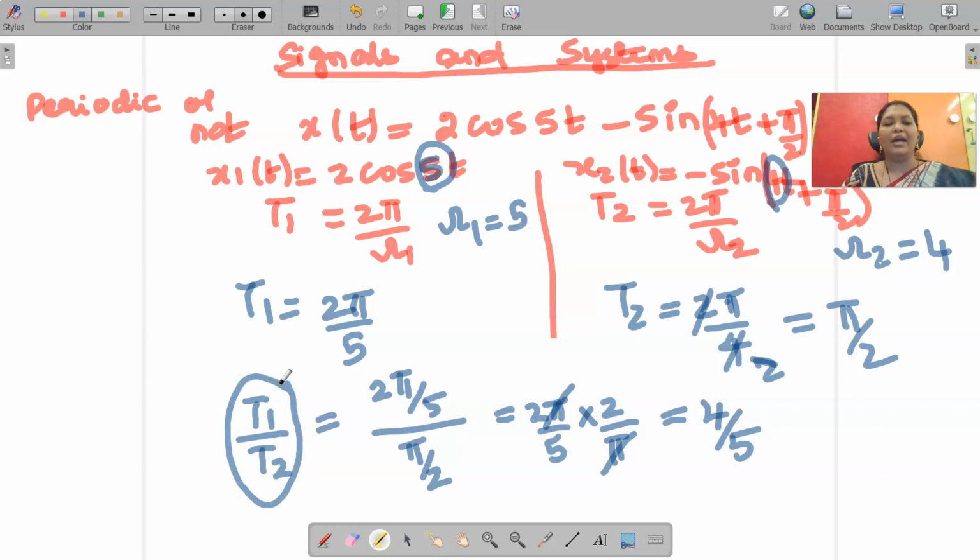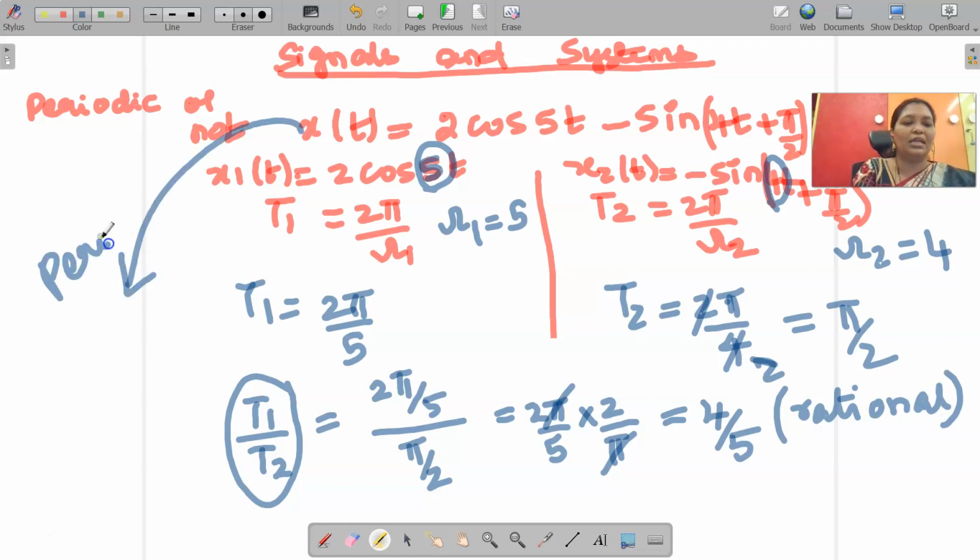Remember that. And once we have determined T1 by T2, it should be a rational number. So whenever T1 by T2 is a rational number, then the given signal is said to be a periodic signal. The given x of t is said to be a periodic signal. So what do you mean by rational number? Just the division of two integers. So whenever T1 by T2 is a rational number, we can say that x of t is periodic.